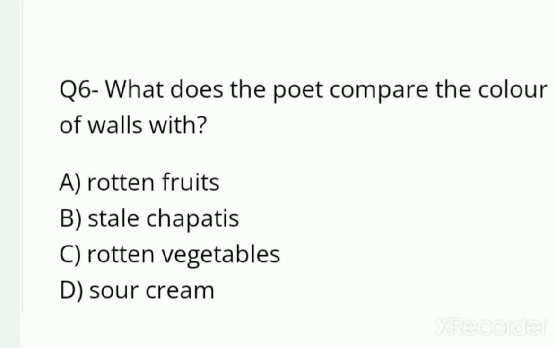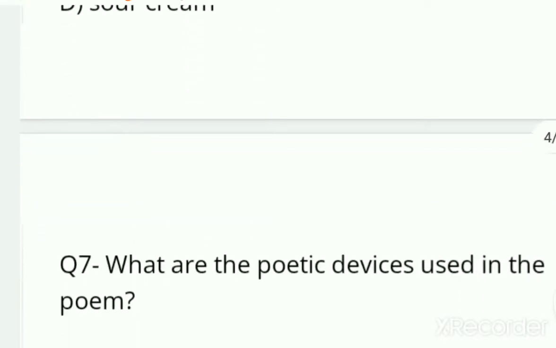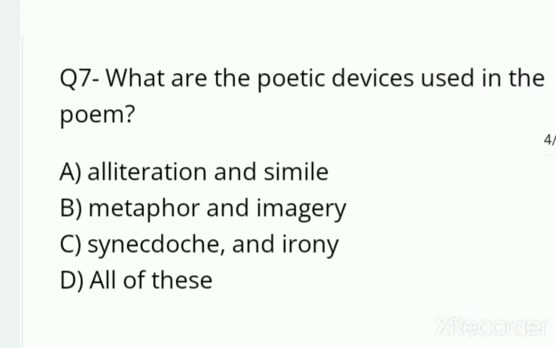What does the poet compare the color of walls with? A. Rotten fruits. B. Stale chapatis. C. Rotten vegetable. And D. Sour cream. Yes, option D is the correct answer. Sour cream.